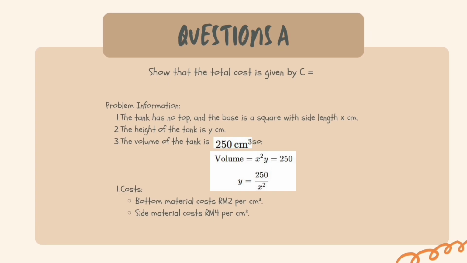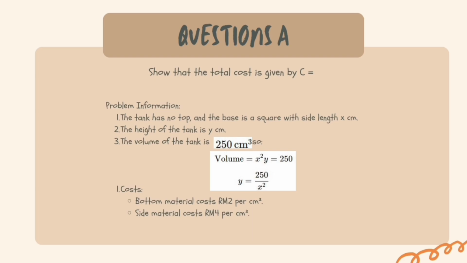Now, from the problem, let's bring out all the information that we have. Firstly, the tank has no top and the base is a square with side length x cm. Second, the height of the tank is y cm. And third, the volume of the tank is 250 cm³. So the volume is x squared y equals 250, and y equals 250 over x squared.